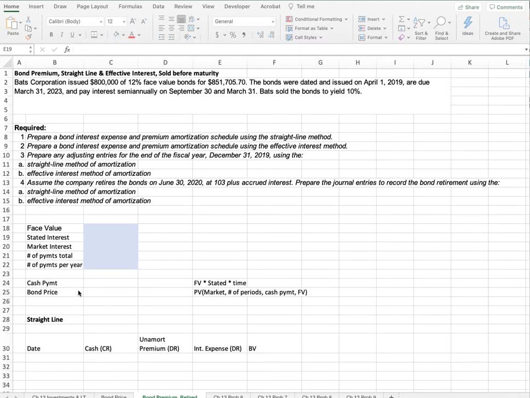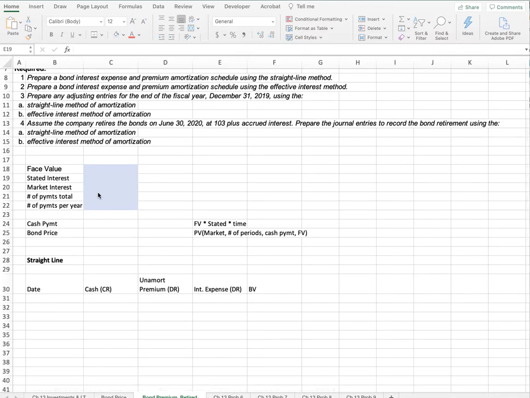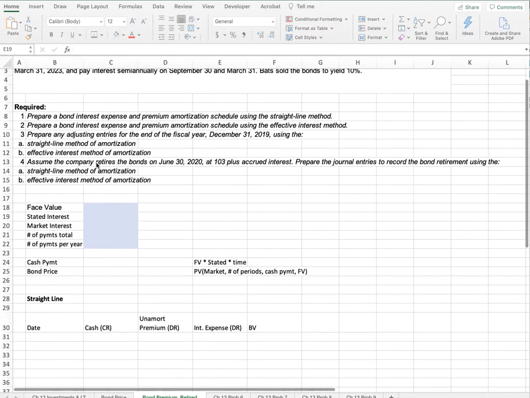Before we do that, I am going to show you how to calculate the bond price using Excel. We already have the bond price in this example, but there are other problems where you're not going to have the bond price and you'll have to calculate that, and we can do it really easily in Excel. I would recommend setting it up where you have these inputs: face value, stated interest, market interest, total number of payments, and number of payments per year. That way we can set up our amortization schedules and our price referencing these cells, and in the future you can reuse this and just change these couple of inputs.